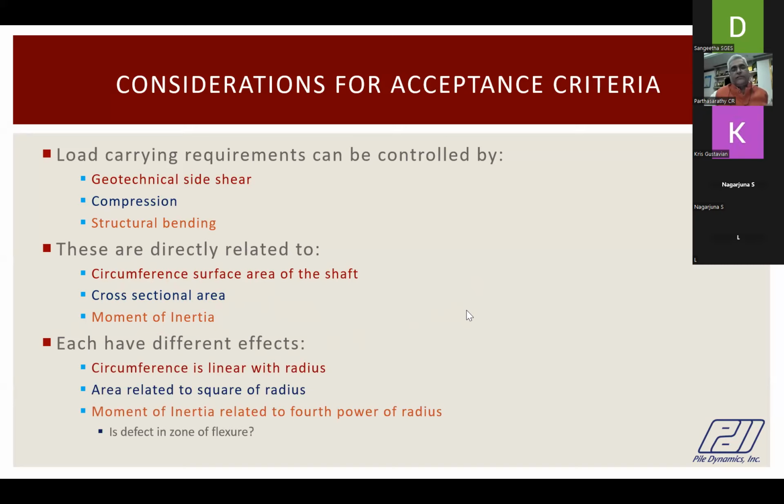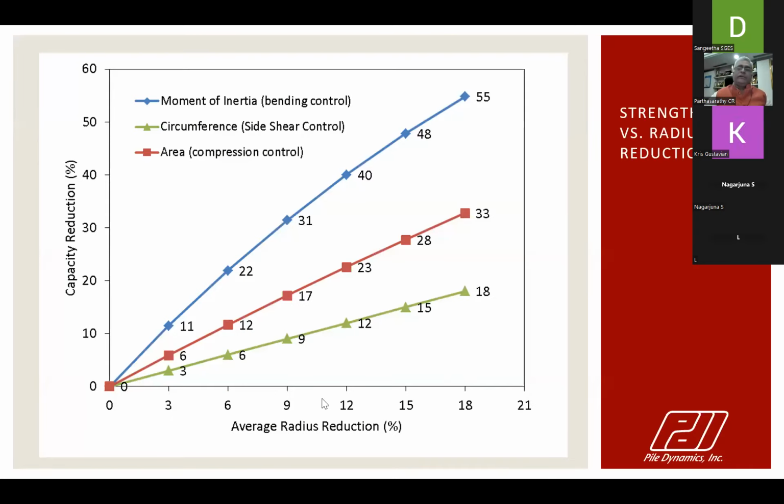So circumference is linear with radius. Area is square of radius and moment of inertia is to the fourth power. And therefore, if you evaluate a reduction in the effective radius by this temperature measurement, for example, a 10% reduction in the effective radius, you will reduce your skin friction by 10%. You reduce your axial loading with the bearing towards the cross section by 20% and your structural bending by 35%. So therefore it's very important that we accurately evaluate this.